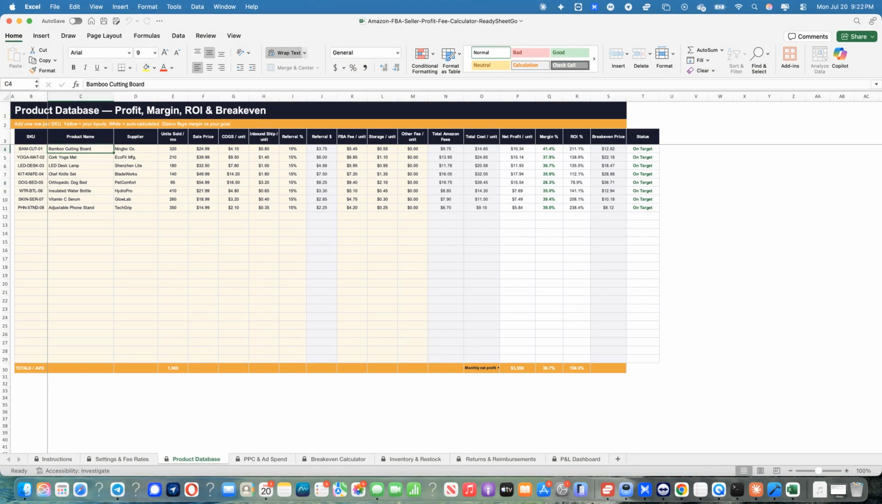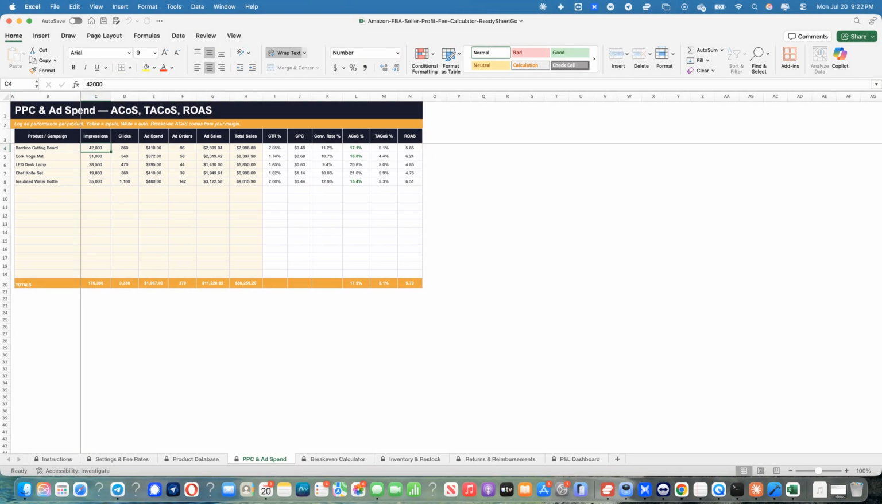The product database is the engine. Enter your price and cost, and it works out every fee, your net profit per unit, your margin, your ROI, and whether each SKU is on target or needs fixing.